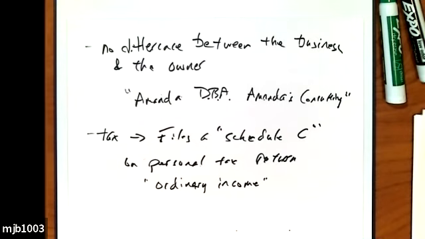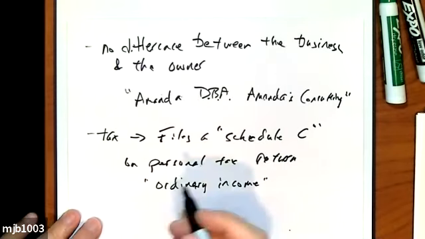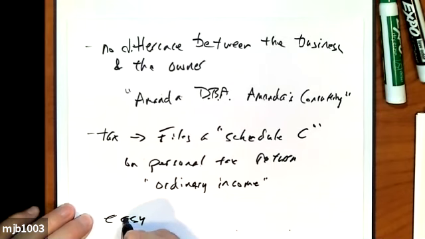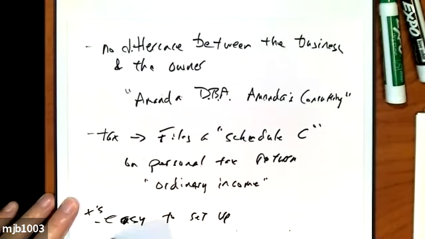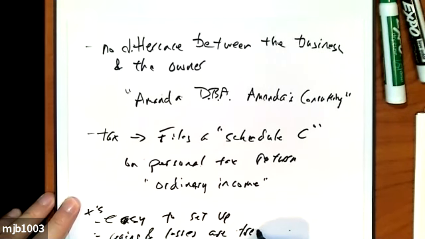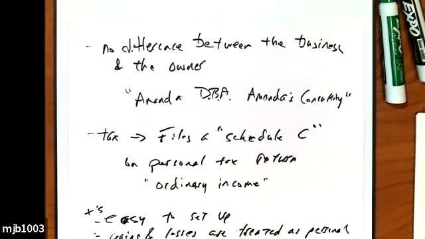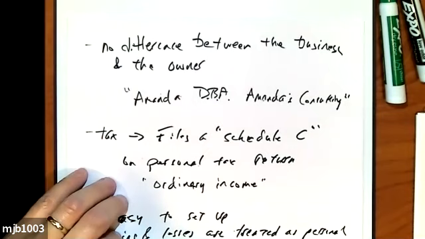Because there's no difference between the two, this is a benefit. It's relatively simple to do the tax return. So the big advantages are it's easy to set up. Pluses: easy to set up. Gains and losses are treated as personal income. And there's a phrase I'm going to get to in a minute.